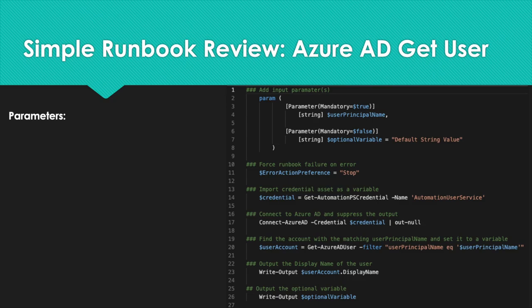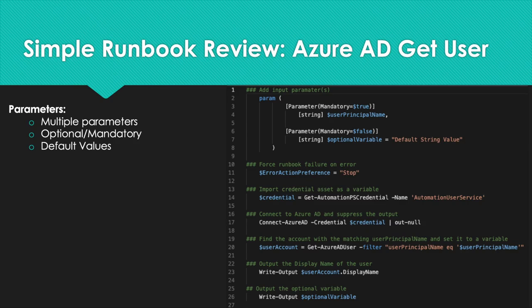So for our parameters, we have multiple parameters. We have the ability to do an optional or a mandatory parameter, and we can set default values. We're forcing the runbook to fail on error. That is a specific thing that I'm doing for the automation. I'll show you and explain why that may be useful for you, especially as you're getting started.